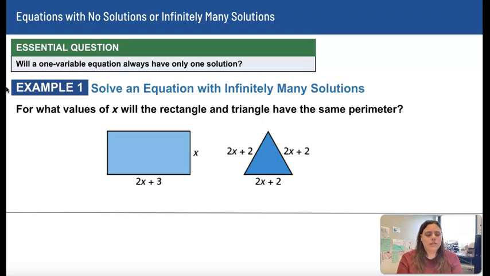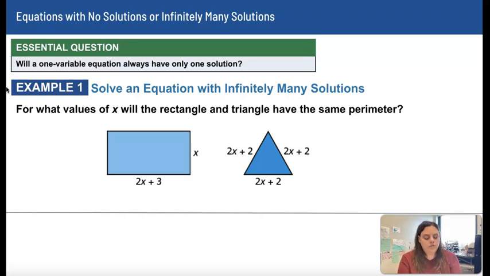Our essential question for you to fill in on your notes is, will a one variable equation always have only one solution? The first example we're going to take a look at, again, I have written this out for you in your notes, but if it helps you to draw a picture, please do so. We're looking at a rectangle and a triangle, and we're wondering what values of x will the rectangle and the triangle have the same perimeter, so when they are equal.